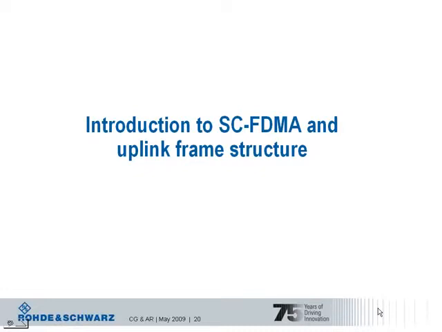So far, the downlink and the downlink frame structure. Now what about the uplink? In the uplink, as already mentioned by Christina, another transmission scheme is used, known as single carrier frequency division multiple access. What does this mean? First of all, we have seen that OFDM has advantages but also disadvantages.